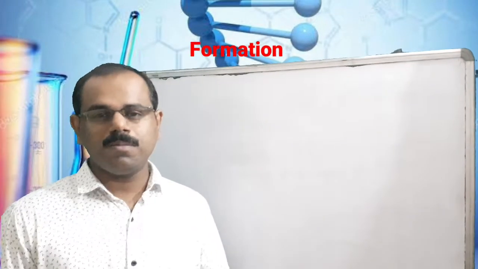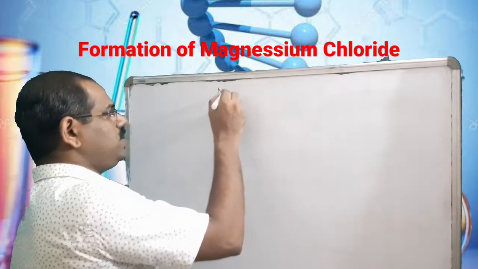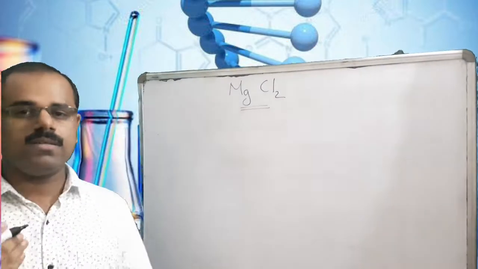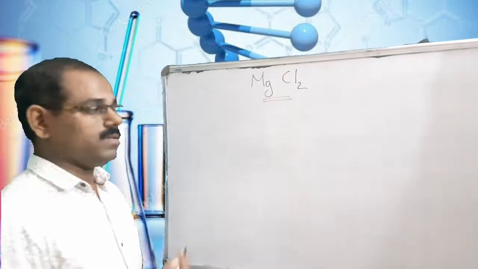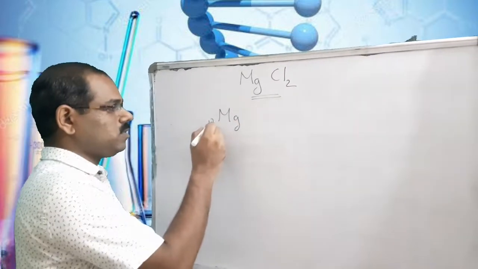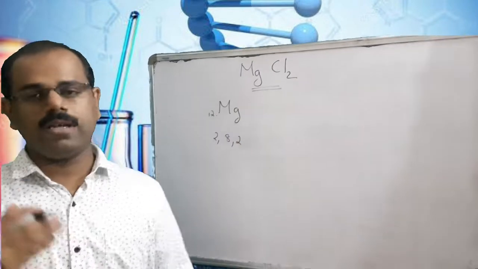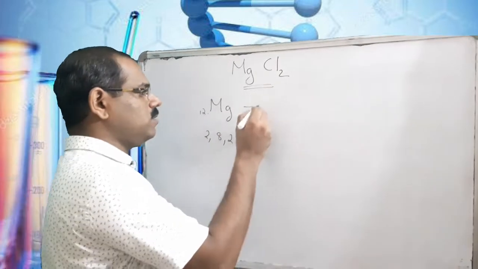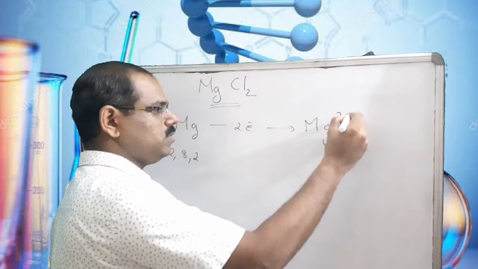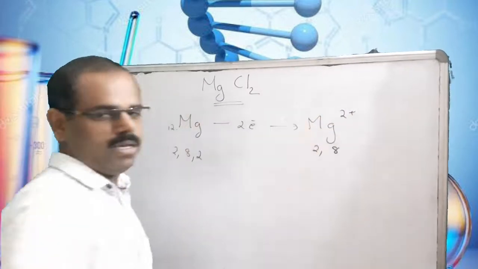See the next compound, magnesium chloride. What is the formula of magnesium chloride? MgCl2, magnesium chloride. First we write the ion formation of magnesium. Magnesium with the atomic number 12, so we write 2, 8, 2. Since 2 electrons are there in the outer shell, it loses the 2 electrons, so that it forms magnesium ion 2 plus. So the electronic configuration can be 2, 8.